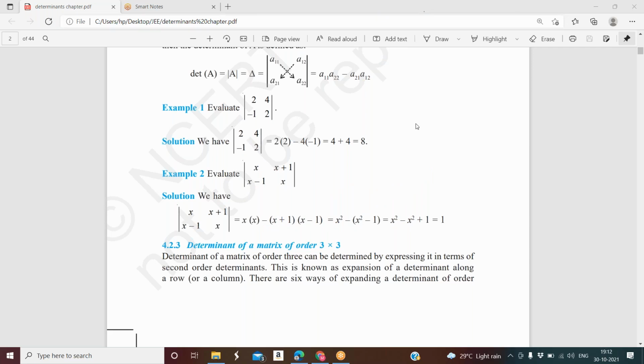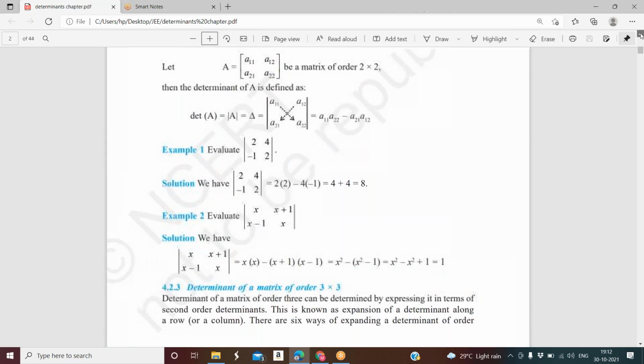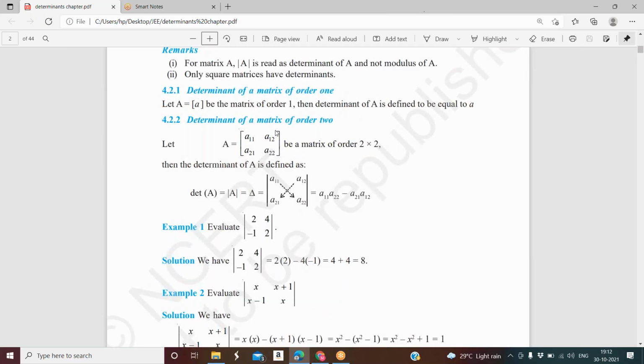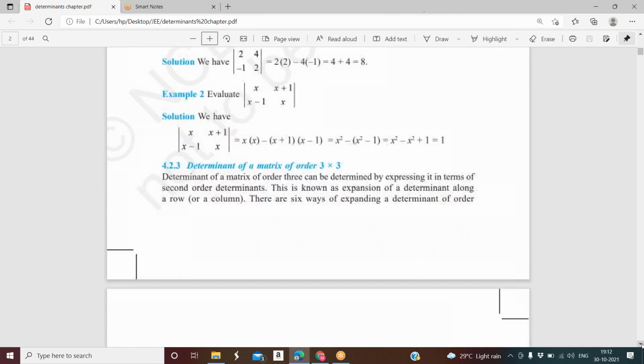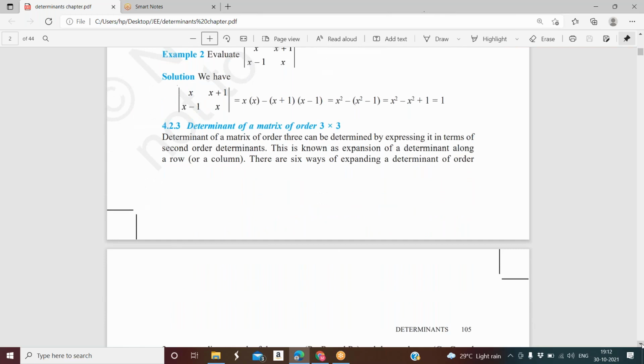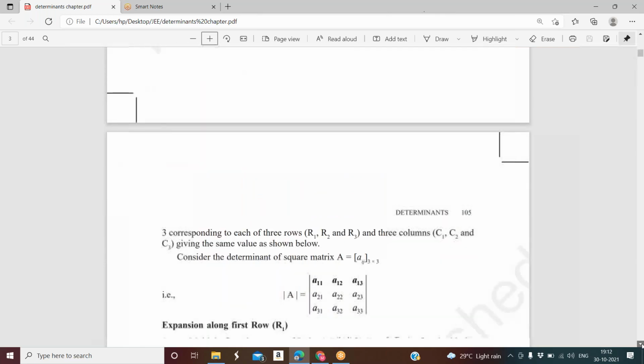So far we have discussed how to find the determinant of a 2 by 2 matrix, and the determinant of a matrix of order 1. Now we are going to see the determinant of a matrix of order 3 by 3. How to find the determinant of a matrix of order 3 by 3.